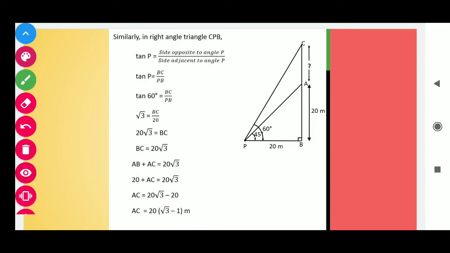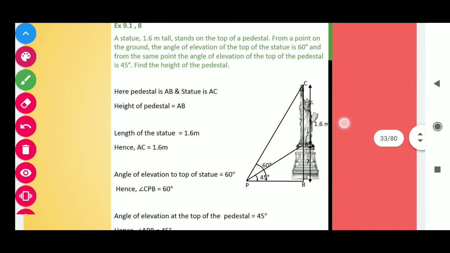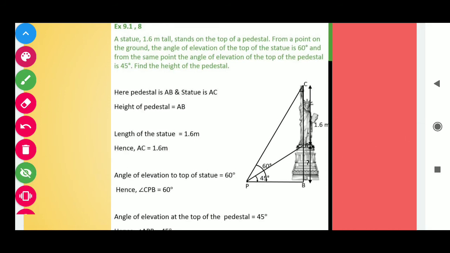So students, here is the next question, question number 8. This is an important question. A statue 1.6 meter tall stands on the top of a pedestal. This is the pedestal. Okay, here is the statue. You can see here, this is the statue and its height is 1.6 meter. From a point on the ground, this point P on the ground, the angle of elevation of the top of the statue is 60 degree, and from the same point the angle of elevation of the top of the pedestal is 45 degree. और हमें यहाँ find करना है height of the pedestal.